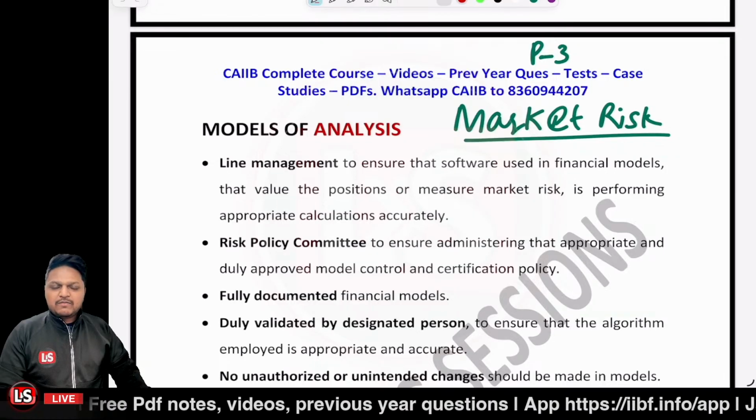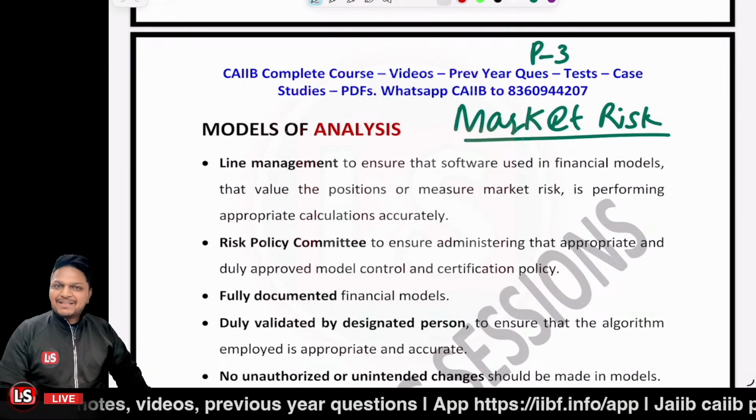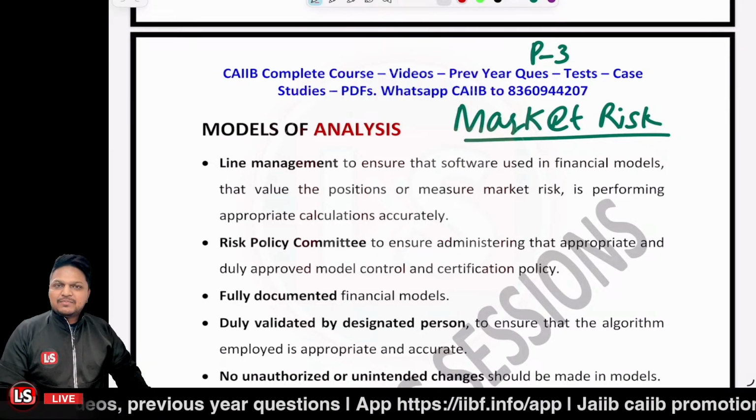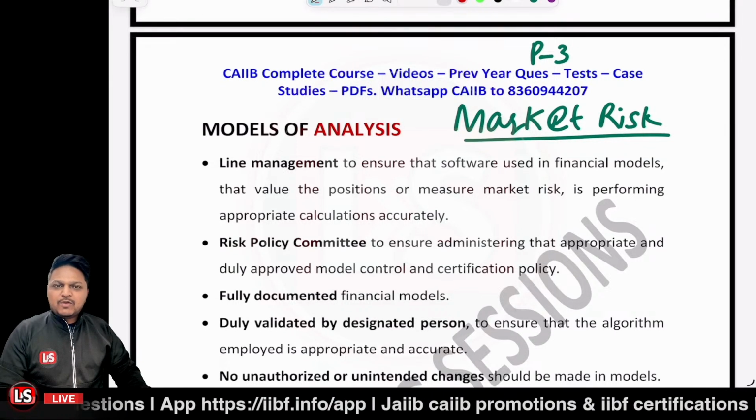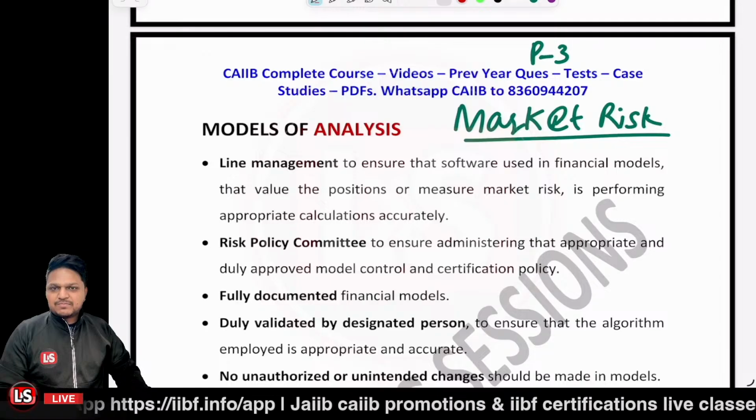We have already covered the topics related to back testing, stress testing, and further about the VAR, the types of VAR, value at risk. We have already covered these things.